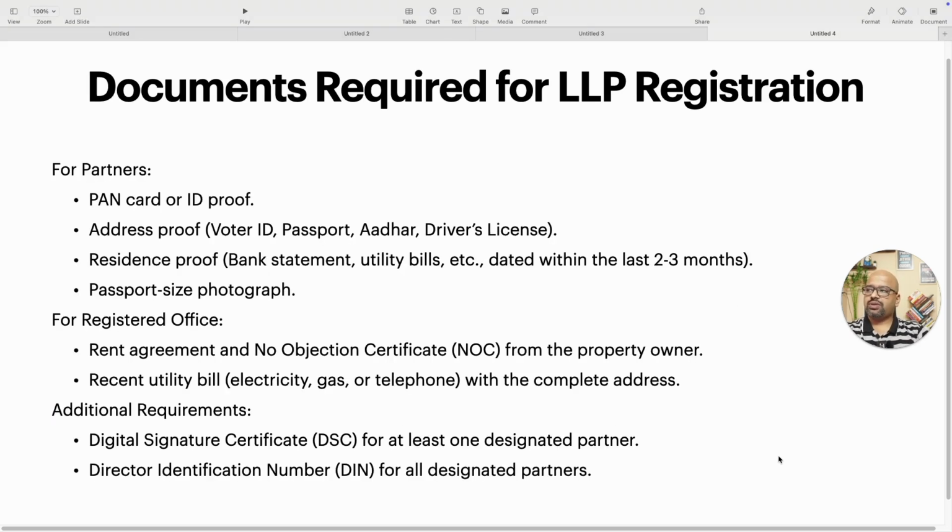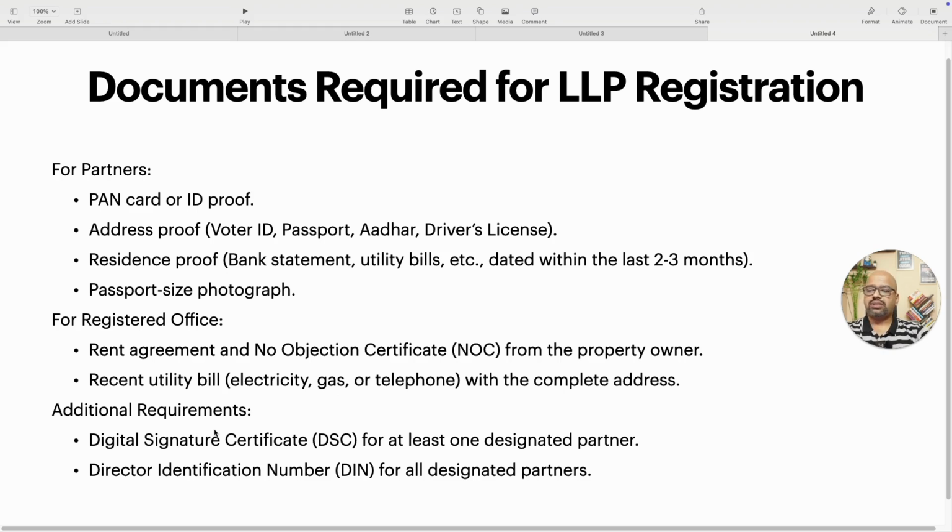What are the documents required here? For partners, it's the PAN card and Aadhaar card, ID proof, address proof, residential proof, and a passport size photograph. That's all you need here. And if you are running the business from your home, then you need a rent agreement and a no objection certificate from your owner. If that's not the case, if you own the property, then your electricity bill, your khata, your property tax receipt or something like that will work.